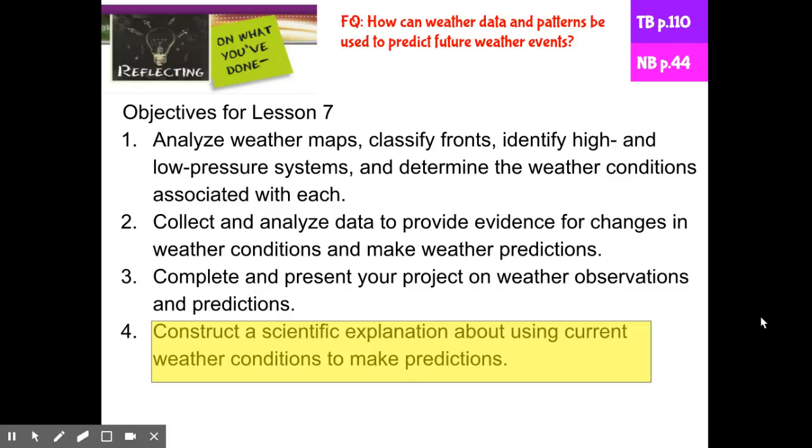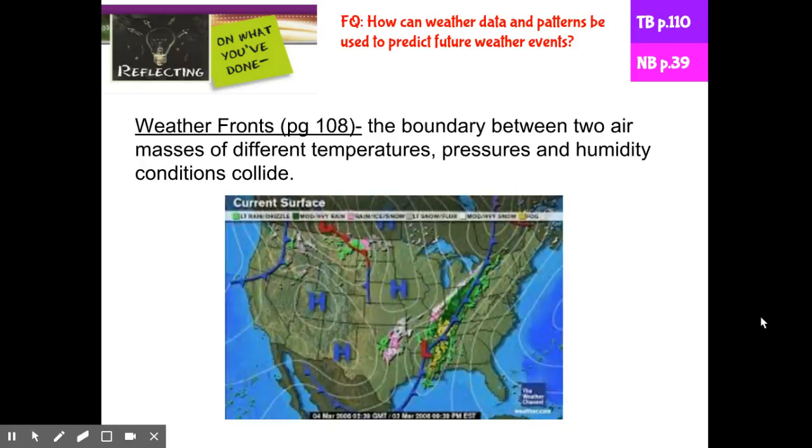For Lesson 7 reflection, we're focusing on constructing a scientific explanation about current weather conditions to make predictions. And I want to go through the vocabulary for you. The first one is weather fronts. A weather front is a boundary between two air masses of different temperatures, pressures, and humidity conditions, and that's where they collide. And as you can see on this picture of weather, this would be a cold front.